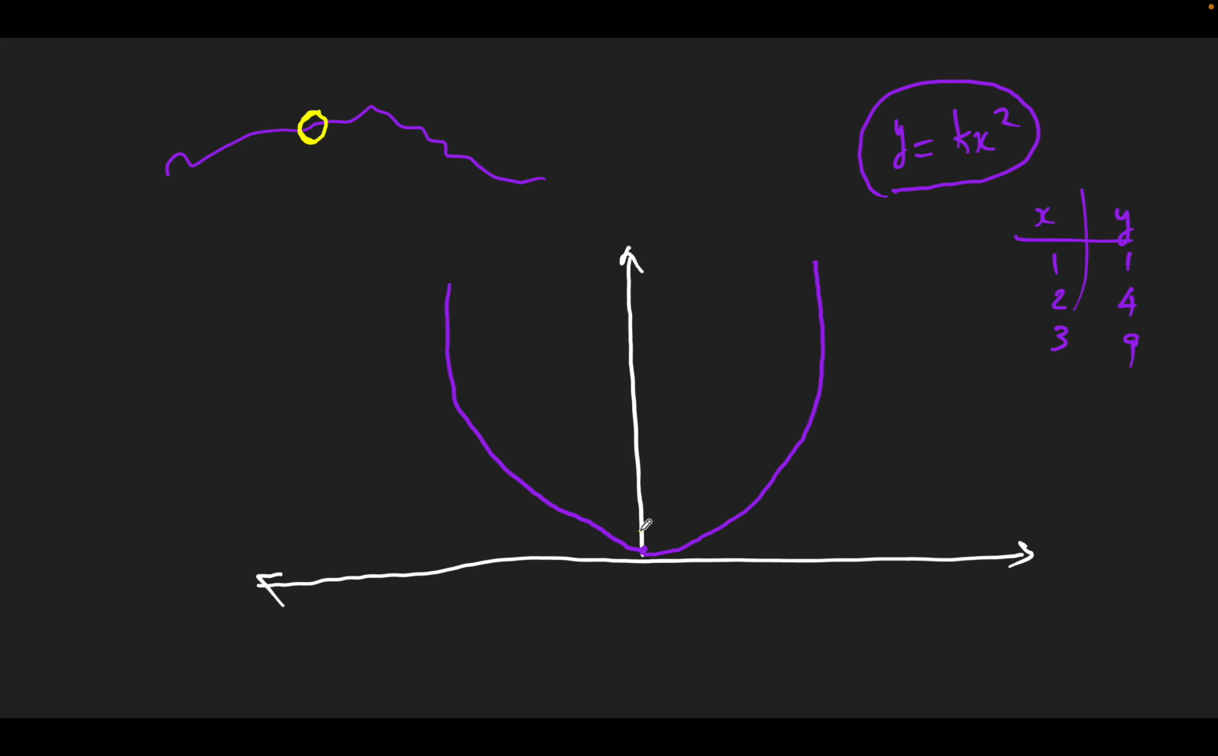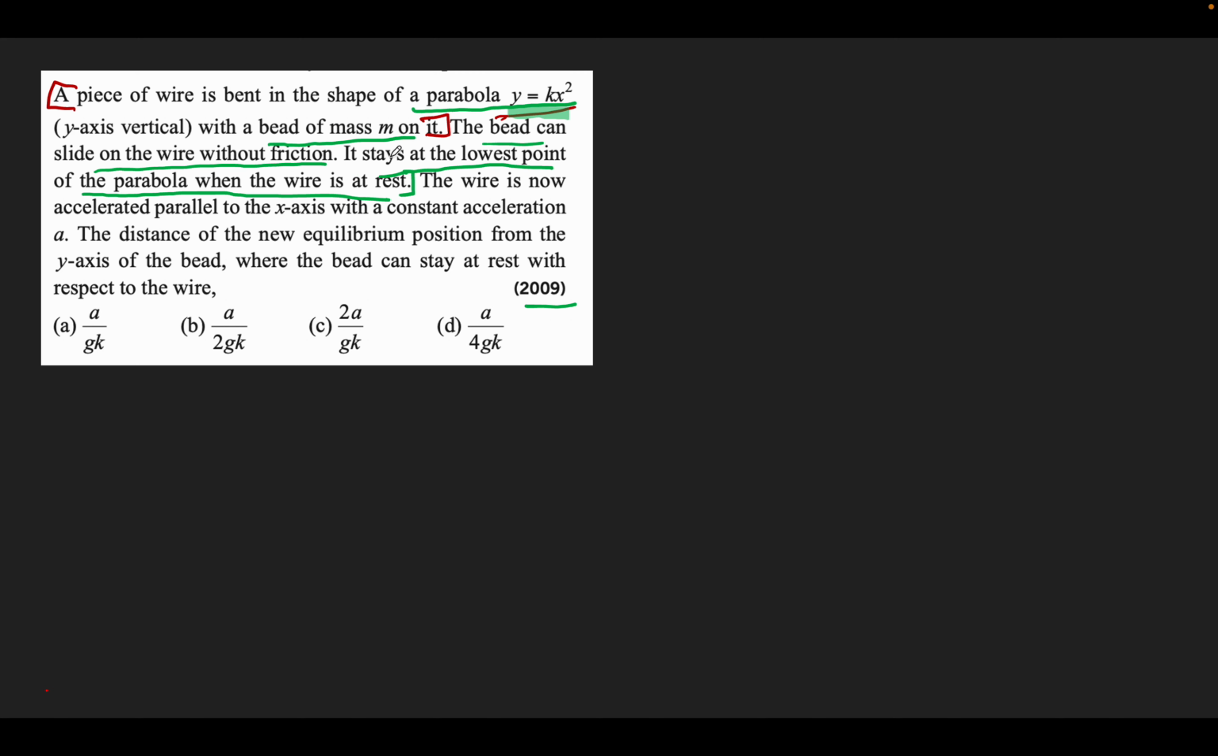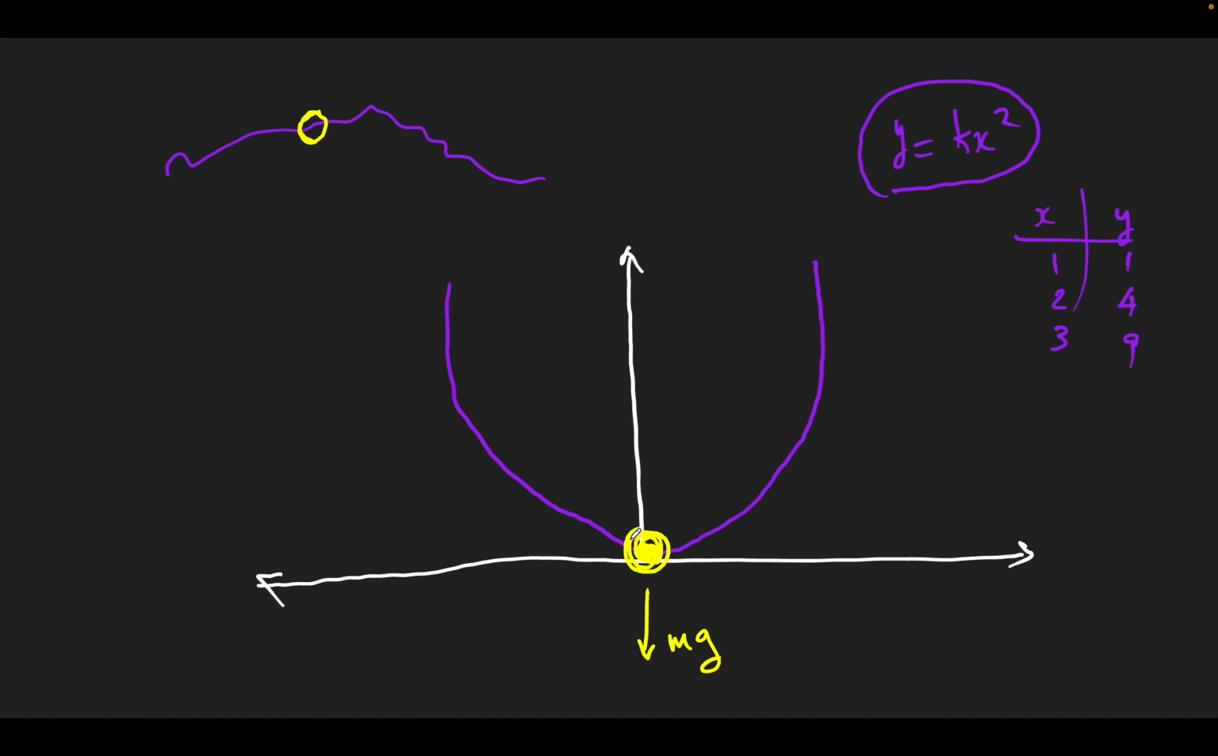So right now when we put it into this vertical parabola, of course because of gravity, the bead will be at the center. Center means at the bottommost point, right? And it has a mass of m, so there must be a weight mg acting downward. This is its present condition. Now, what is being given? It stays at the lowest point of the parabola when the wire is at rest. Quite understandable, because of its mass it comes to the bottommost point.